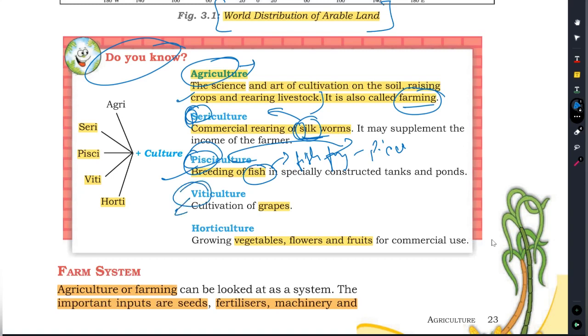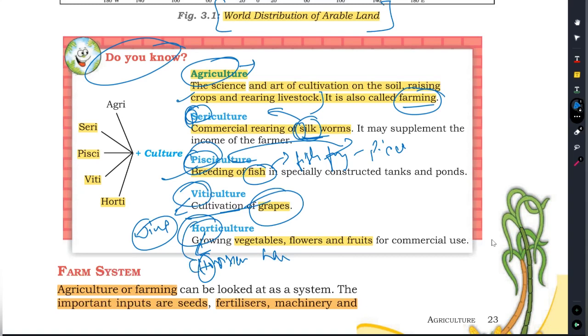Viticulture, viti means wine, wine production. You get wine from the cultivation of grapes, right? Horticulture. In Kannada we call it flowers and fruits. Flowers and fruits, right? HH. Horticulture means growing of vegetables, flowers and fruits for commercial purposes. This is known as horticulture.